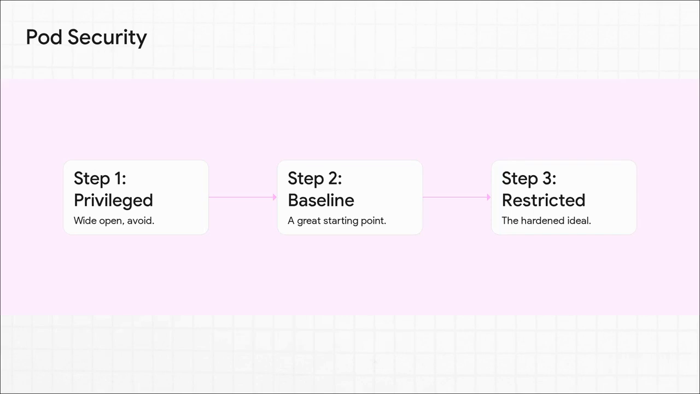Next up, we need to lock down what a pod can actually do, and that's where pod security standards are a game changer. Just think of them as a tiered path to security. Privileged is the Wild West, just avoid it. Baseline is a fantastic starting point. It shuts down the most common ways a pod can try to escape its boundaries. And then restricted is the hardened ideal, the goal we're all aiming for. The best part? You can use Azure Policy for Kubernetes to enforce these across your entire cluster, making security the default, not just an option someone might remember.